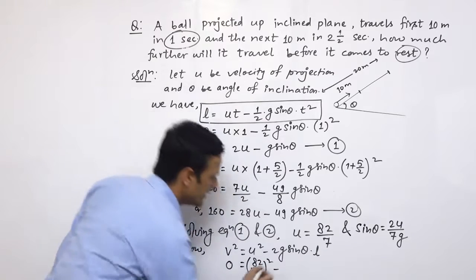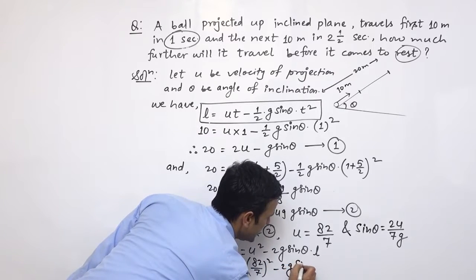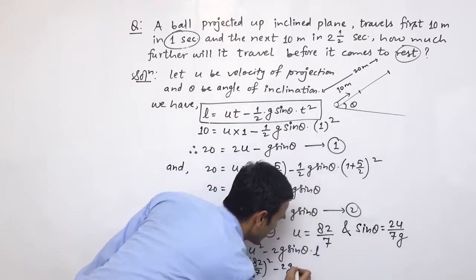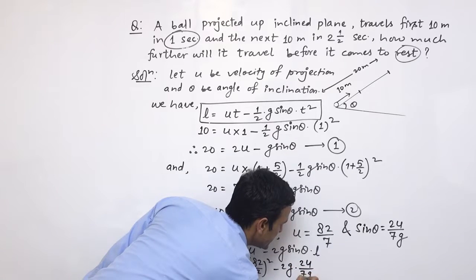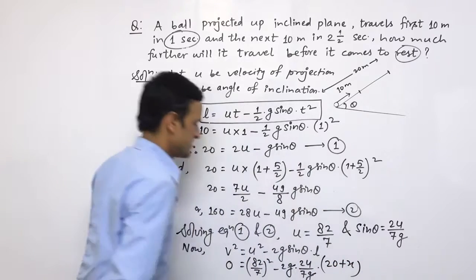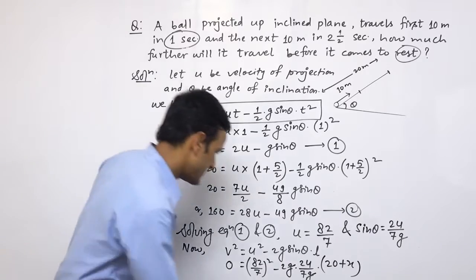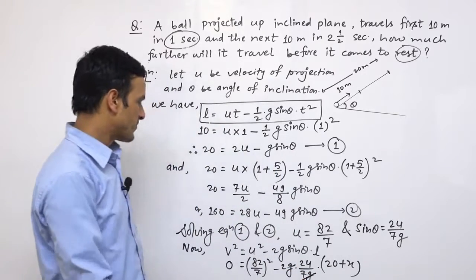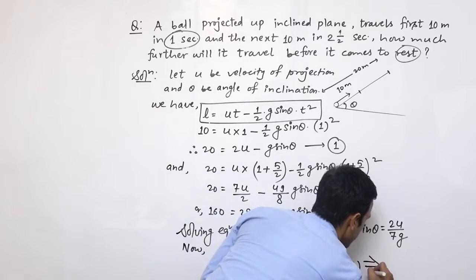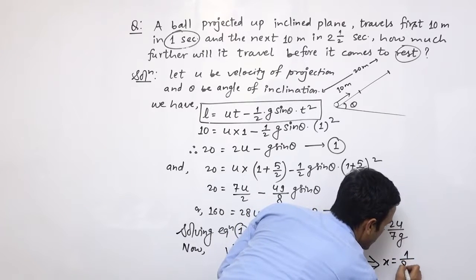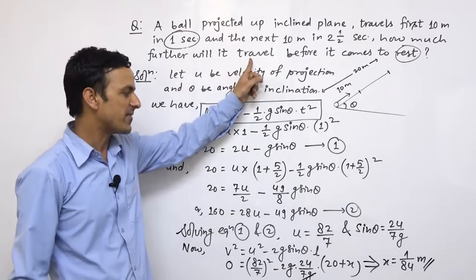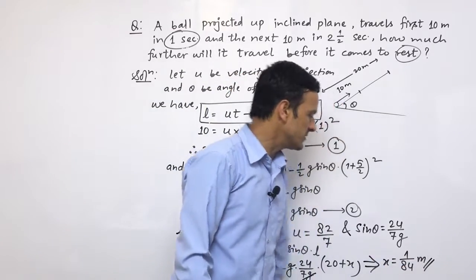82 by 7 whole square and 2g sin theta. We also have the value of sin theta here, so write the value of sin theta here, 24 by 7g. Cancel, and l means it is 20 plus x. This g and this g cancel already. And if you solve it, then we can find out the value of x. So directly we can write down x is equal to 1 upon 84 meter. So before coming to rest, it can travel 1 upon 84 meter further.